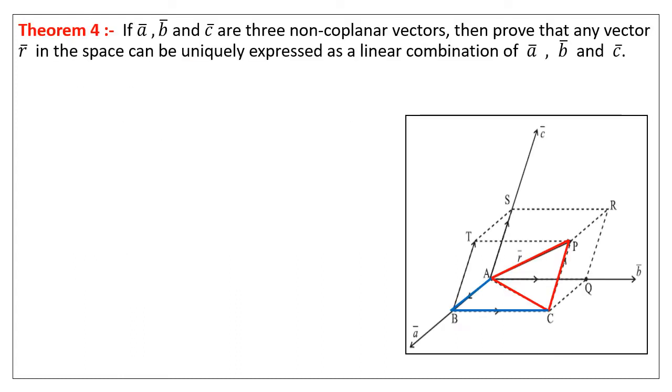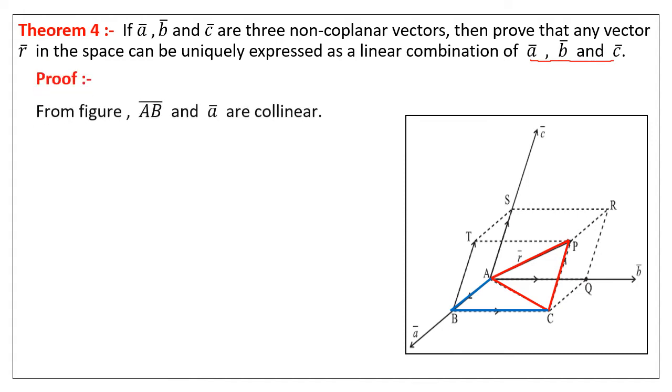First of all, we will see the theorem. If a bar, b bar, c bar are three non-coplanar vectors, then prove that any vector r bar in space can be uniquely expressed as a linear combination of a bar, b bar and c bar. Look at the diagram, student.